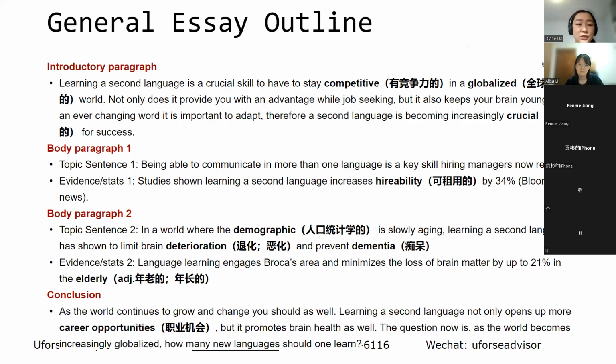And then you jump into your second body paragraph. So topic sentence number 2, in a world where the demographic is slowly aging, learning a second language has been shown to limit brain deterioration and prevent dementia. Evidence in statistics 2, learning language engages Broca's area and minimizes the loss of brain matter by up to 21% in the elderly.